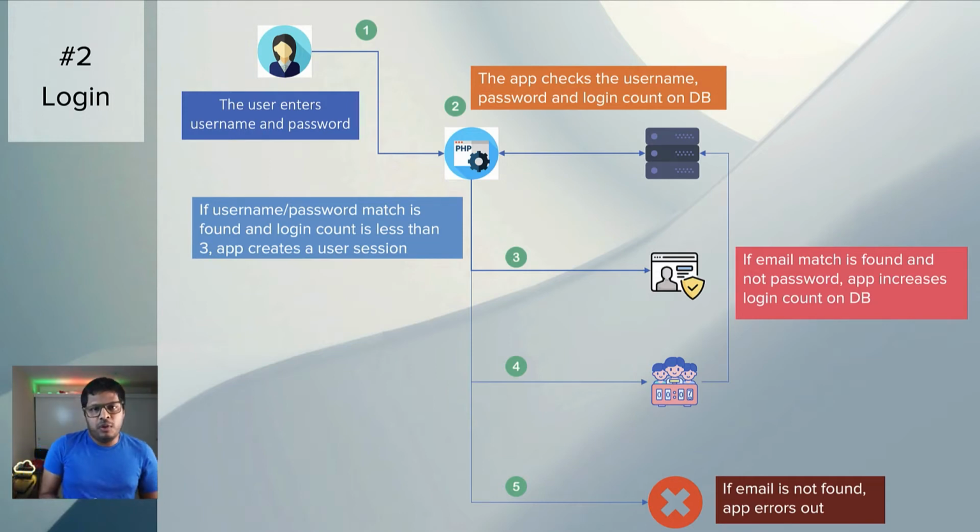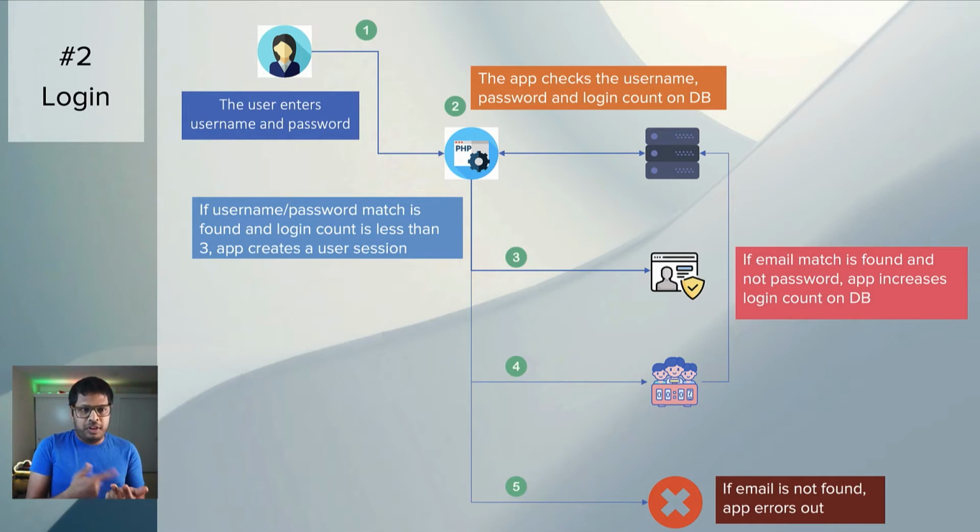Once the account is logged out, even if you supply the correct username and password, the application won't let you log in. So in the first step, the user is entering username and password. On the second step, the app checks the username, password, and login count on the database. Now, based on the outcome of this particular check, there is a third step.